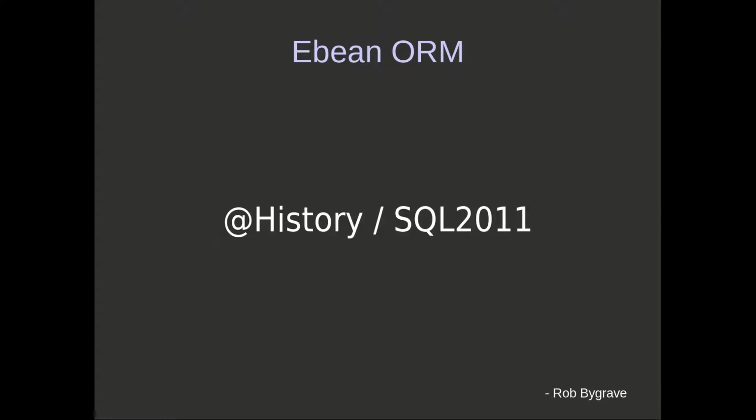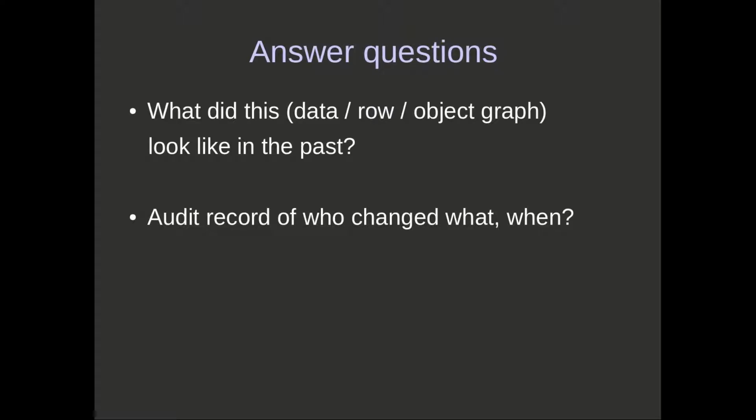Hi, I'm Rob, and we're going to look at Ebean ORM's history feature, which is based on SQL 2011, or the temporal features of SQL 2011. So the main questions that this feature is looking to answer is what did this data look like in the past? When you say data, we could say row or we could say object graph. And the second one there is providing an audit record of who changed what and when.